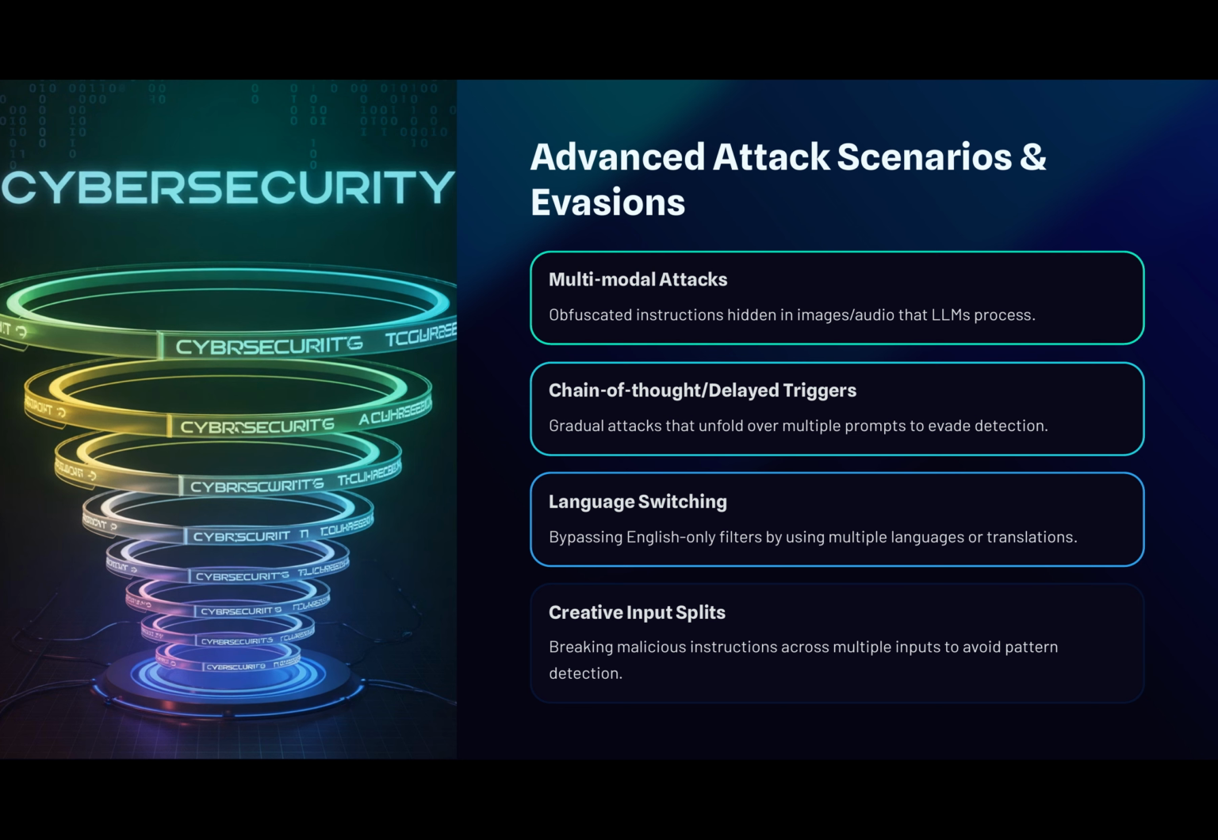Language switching is another tactic, where attackers use multiple languages or rapid translations within their input. This can slip past filters that only check for suspicious content in English, or that are limited to a single language. Finally, we have creative input splits. This involves breaking up malicious instructions across several inputs or prompts, making it harder for pattern detection algorithms to spot anomalies, as each piece on its own appears benign. Understanding these advanced evasion techniques is key for designing safeguards and security boundaries around large language model applications.